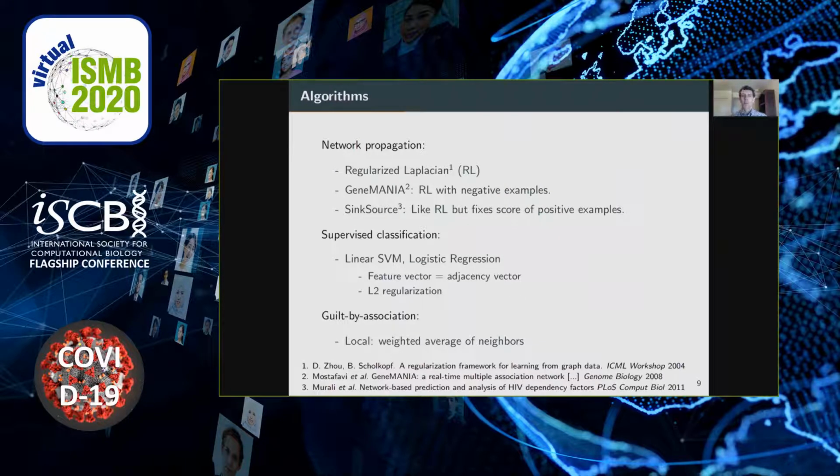We compare this classic RL approach to several others. GeneMANIA, an off-the-shelf gene function prediction method, is basically the same as RL, except it can take specific negative examples. SinkSource, a method used to find human dependency factors of HIV, is also similar, except that it fixes the scores of positive examples. We also compared a couple of standard supervised learning methods, SVM with linear kernel and logistic regression. Note that we used each node's adjacency vector as its features. And lastly, we compared it with a baseline we call local, in which a node's score is simply the weighted average of the labels of direct neighbors in the network.